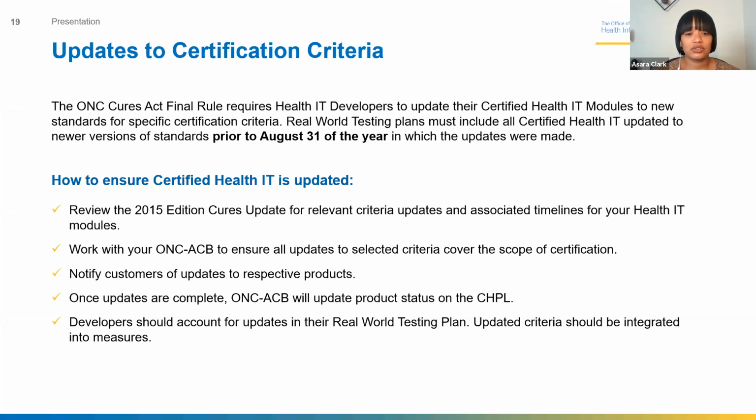Notify customers of updates to respective products. Once you've completed these updates, you want to make sure you report these updates to your certification body, your ONC ACB, so that they can update the product status on Chapel. And developers are going to account for these updates again throughout their real world testing activities. Updated criteria should be integrated into your measures, and you're going to also address these when you're planning and designing your real world testing plan.